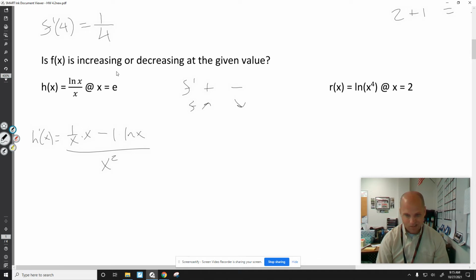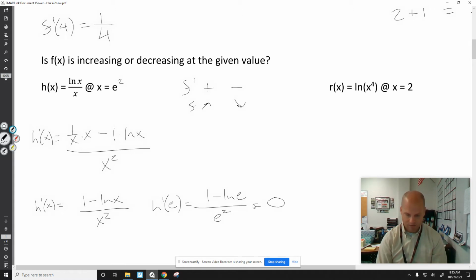I'm going to change this for fun. If you did it as it was asked, you get 1 minus log x over x squared. If you plug in e, it's 1 minus the log of e over e squared. Log of e is just 1. So you actually get 0, which means you're constant. You're neither increasing nor decreasing.